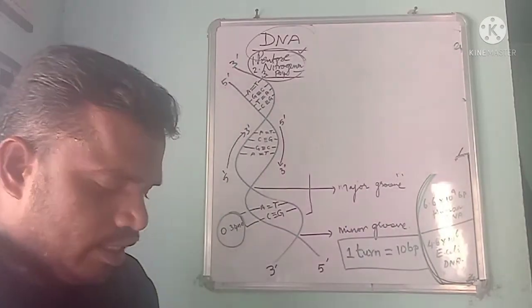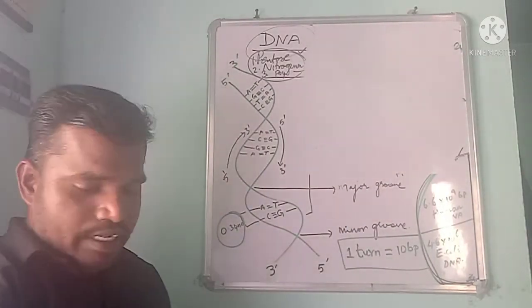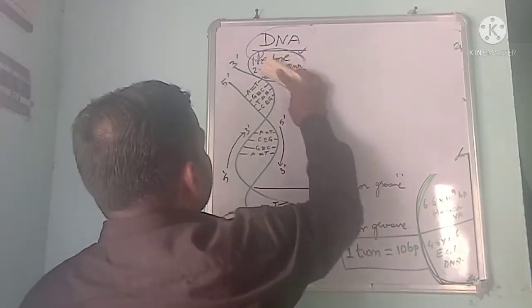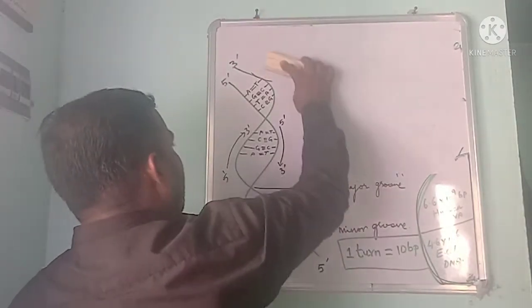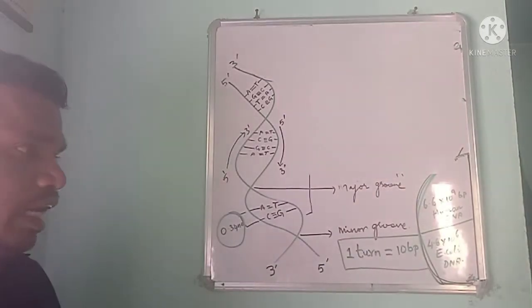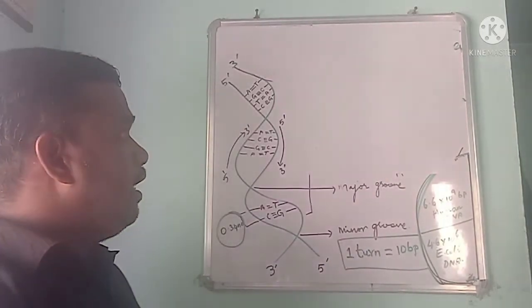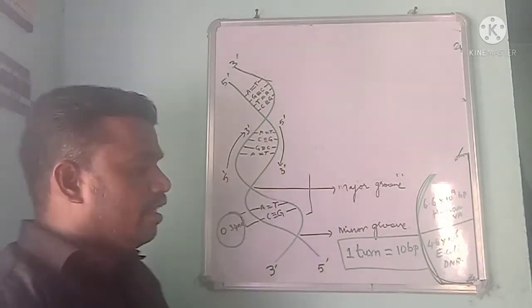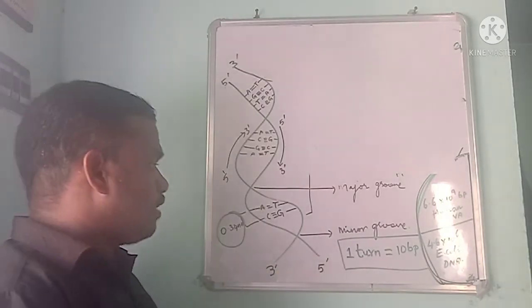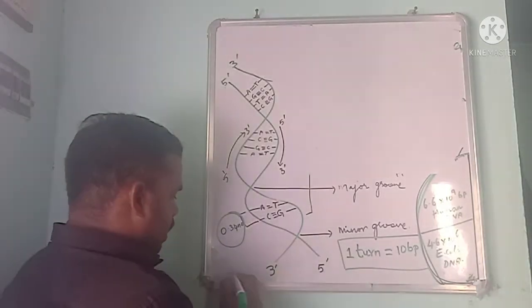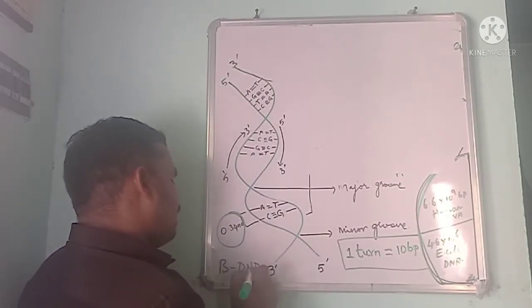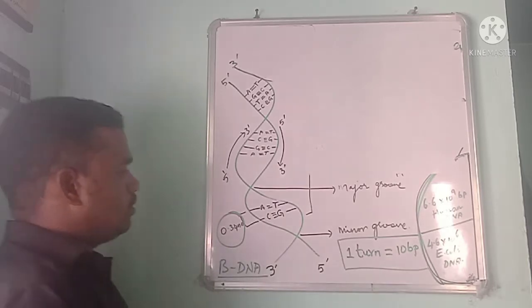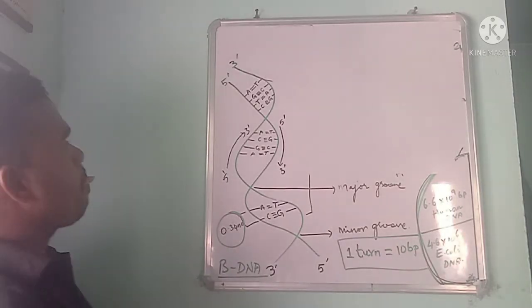Got it. So look at the structure of the DNA. This is the right-handed double helical structure of DNA. There are different types of DNA: B-DNA, A-DNA, Z-DNA. This is the right-handed helical structure of DNA, which we usually call B-DNA. We will be discussing the types of DNA later. Okay. So look at here.